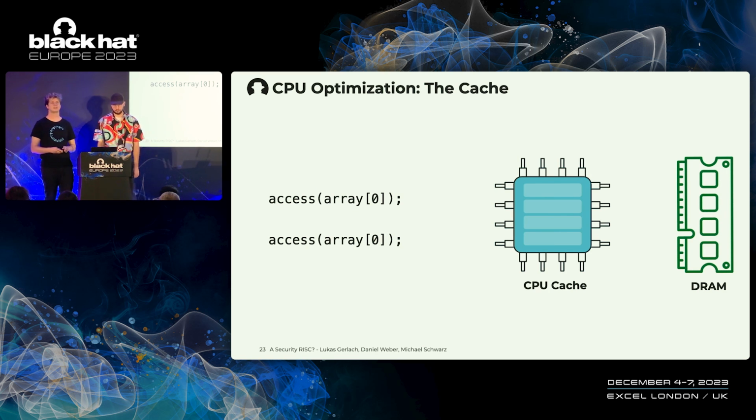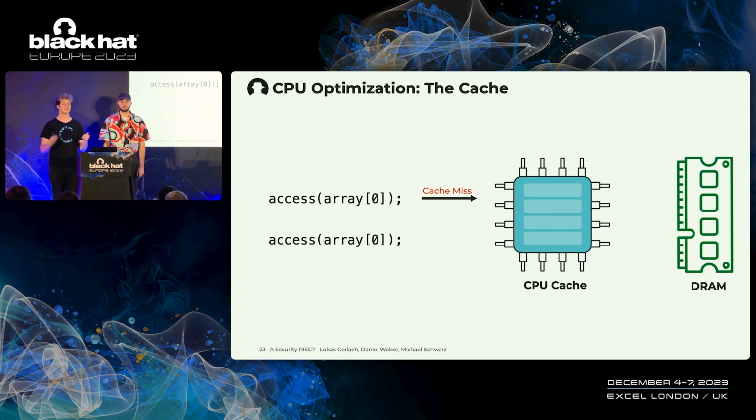On the right-hand side of the slide, you have your main memory, so your DRAM. In the middle, you have the CPU cache, and on the left-hand side, you have two lines of code doing memory accesses. And what's now happening? On the first memory access, we have a so-called cache miss, because if you look at the CPU cache, it's just empty. So we call that a cache miss.